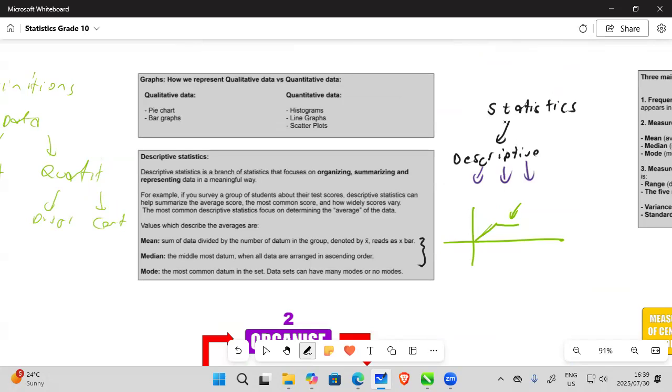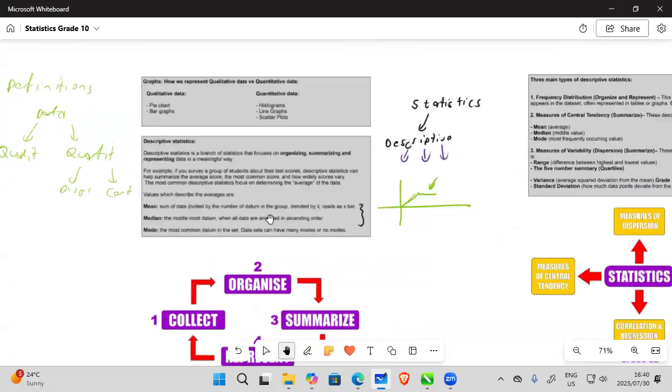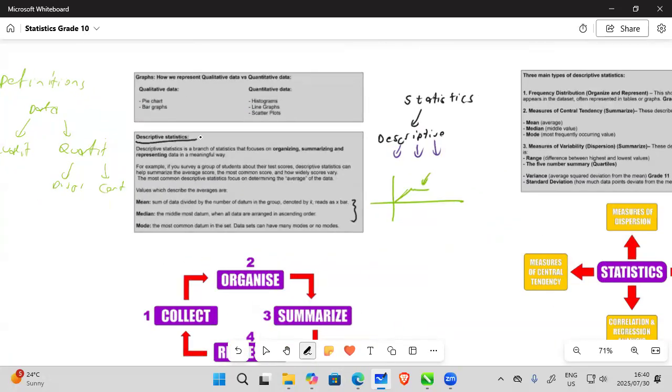Now we will talk about a branch of statistics. Statistics is a very big topic, but we're going to talk about a branch of it. So there could be another arrow here, and it could talk about some other topic that we don't even care about. We're just focusing on this one branch, which is called descriptive statistics. Descriptive statistics is a branch of statistics that focuses on organizing, summarizing, and representing data in a meaningful way. So out of these 4 objectives, we use descriptive statistics to organize, summarize, and represent.